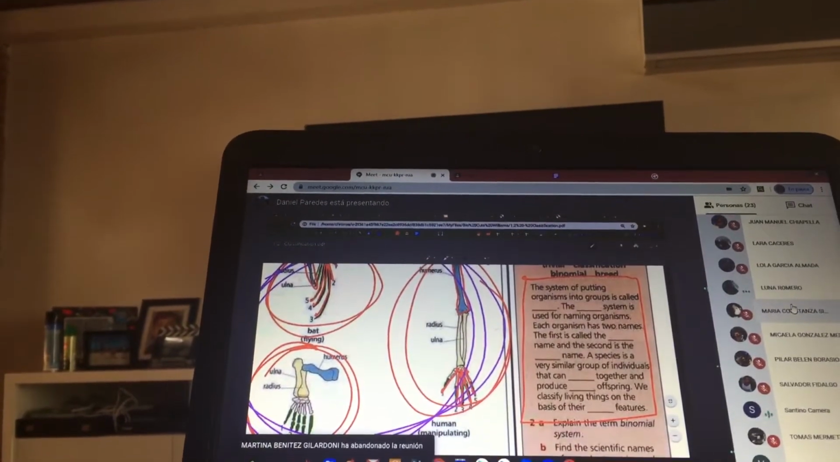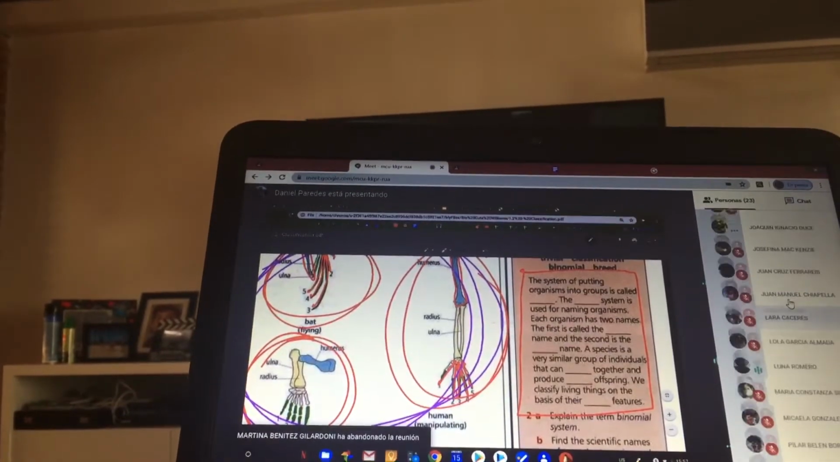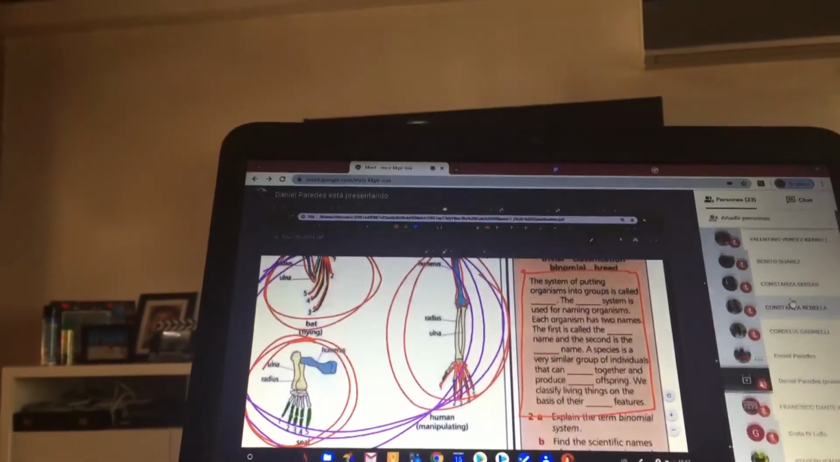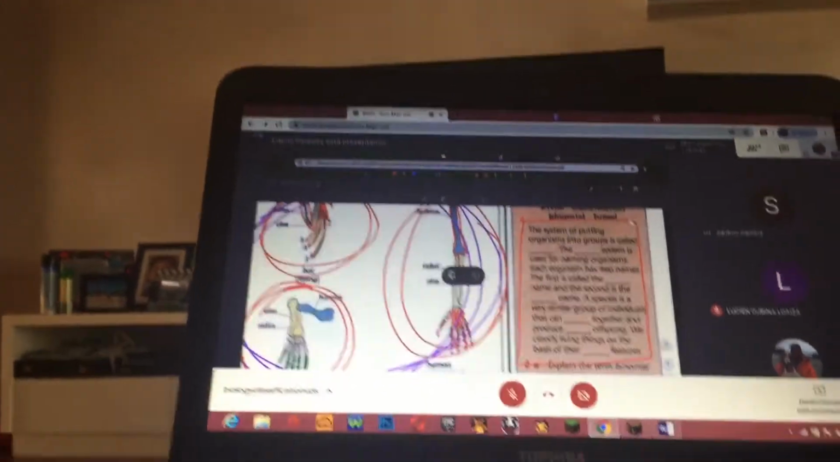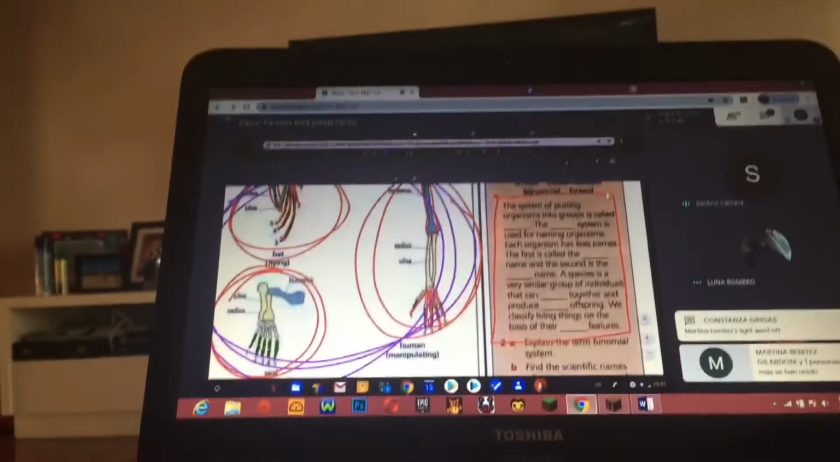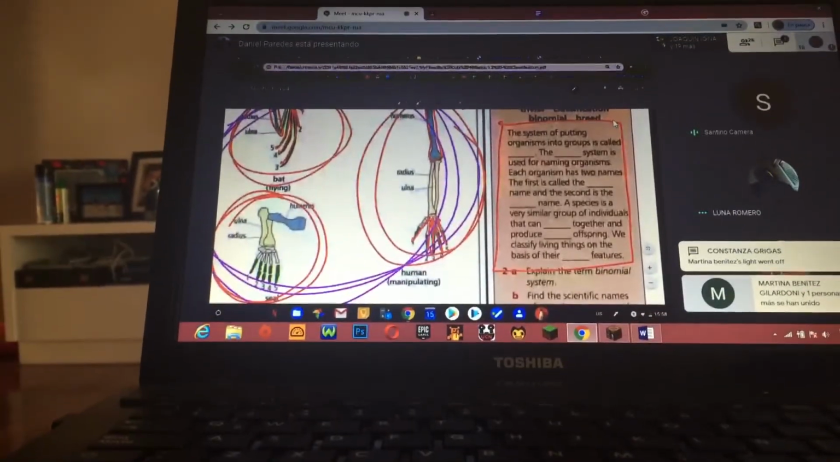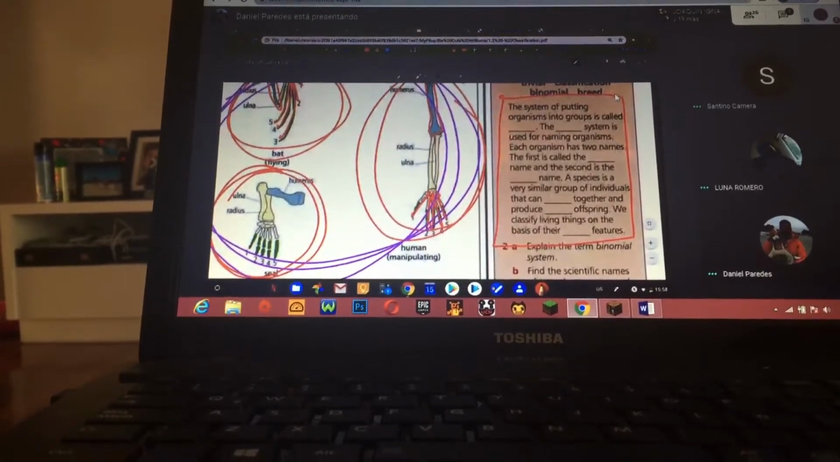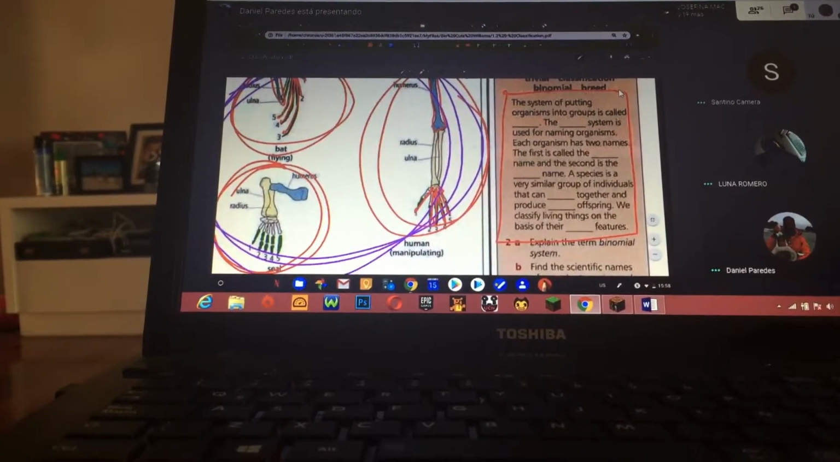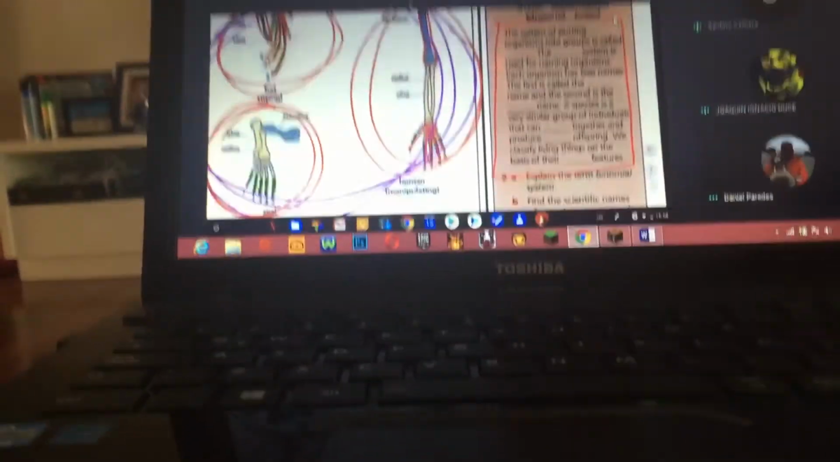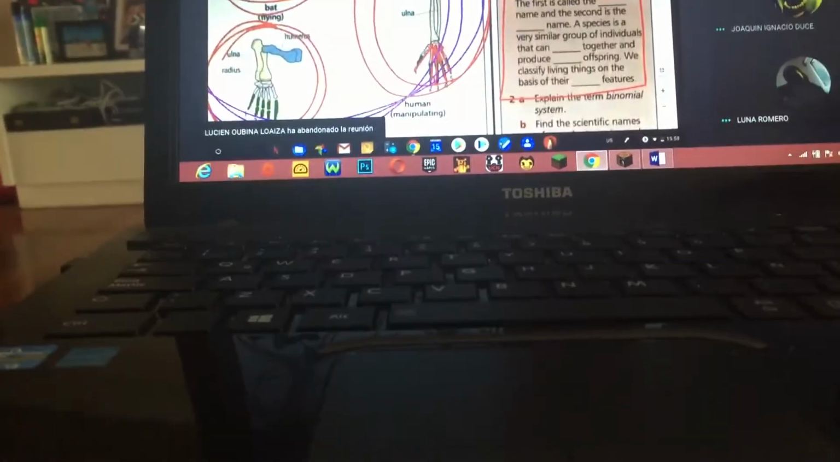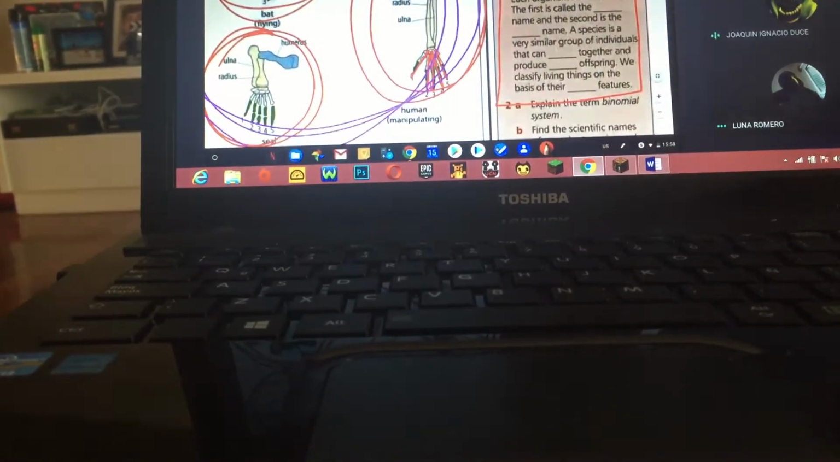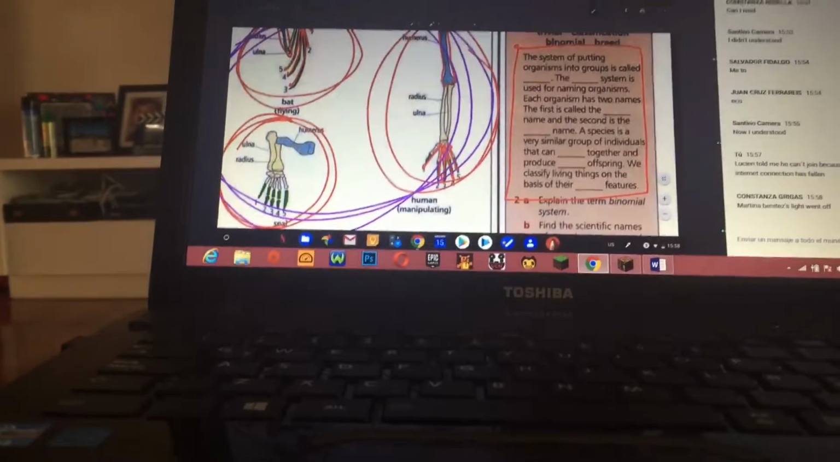The system of putting organisms into groups is called classification. The binomial system is used for naming organisms. Each organism has two names. The first is called genus name, and the second is the trivial name. A species is a very similar group of individuals that can breed together and produce fertile offspring. We classify living things on the basis of their shared features.